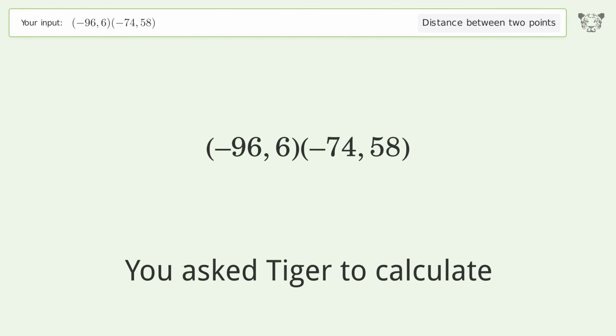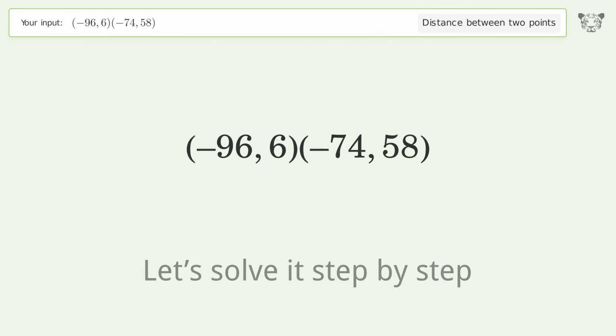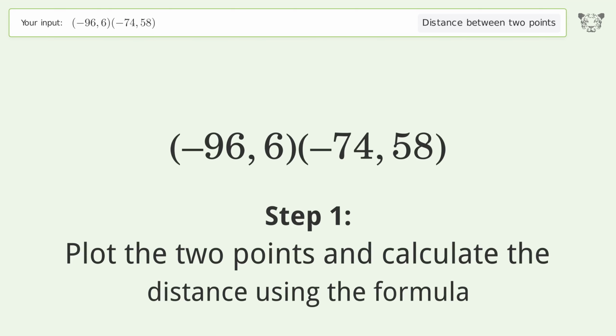You ask Tiger to calculate. This deals with the distance between 2 points. The distance between the 2 points is the square root of 3,188, or 56.462. Let's solve it step by step. Plot the 2 points and calculate the distance using the formula.